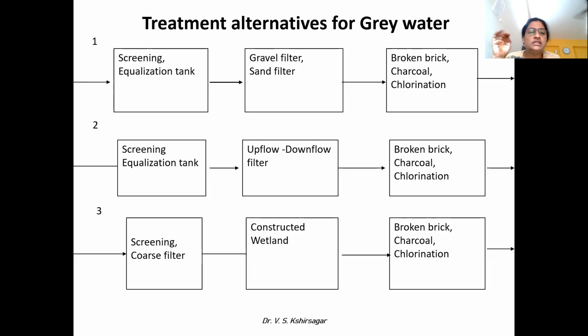The second alternative is a screening equalization tank. Screening is usually the first, foremost and compulsory unit operation in any type of wastewater treatment plant. Then an upflow, downflow filter you can provide. Then pass the water through broken bricks or charcoal material, and then the last one is chlorination. The third alternative is again screening and coarse filtering performed at one stage, and then construct the wetland.